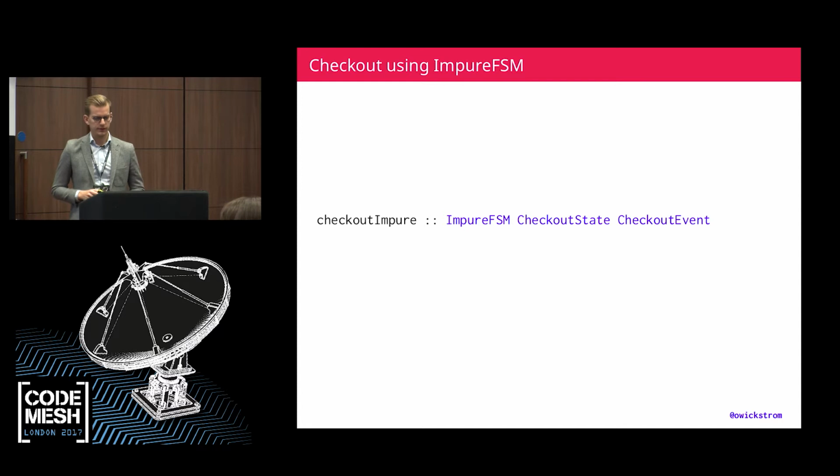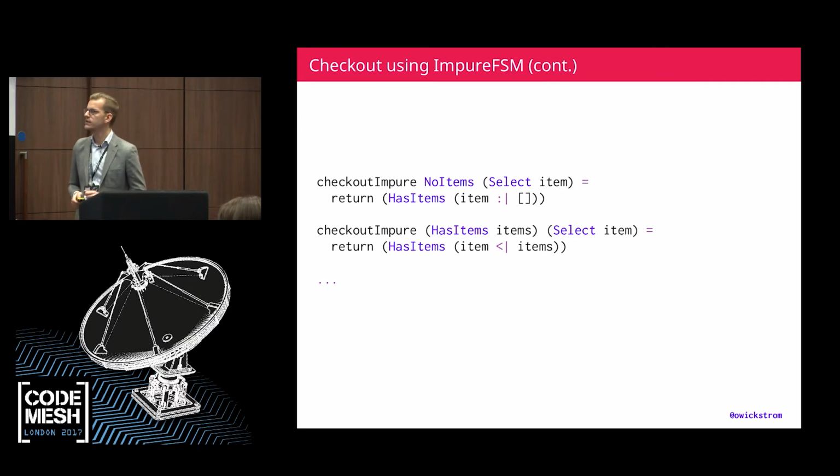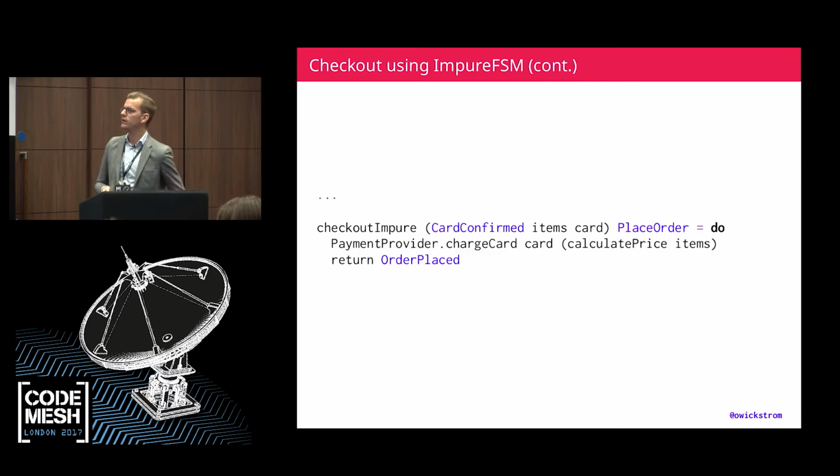So let's rewrite this checkout with the impure FSM instead. The first pattern match creates a non-empty list with the first item. The second one just adds an item to the list, and so on. Then there is a bunch more I'm not going to show you. And the last one will, given that we have some way of charging the card with this payment provider, do a side effect, and then return the terminal state.